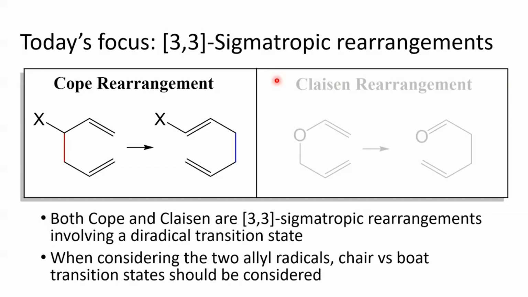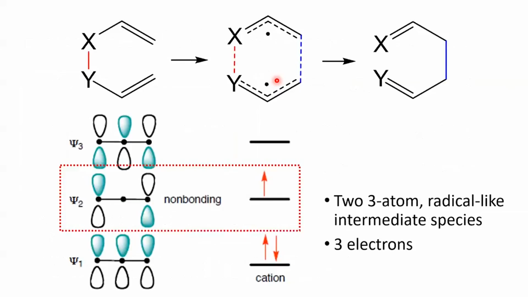Now when considering rearrangements involving two allyl radicals, the transition state could adopt either a chair or a boat conformation. So we're going to consider both. But before we do that, here's the frontier molecular orbital theory underpinning the rearrangement.